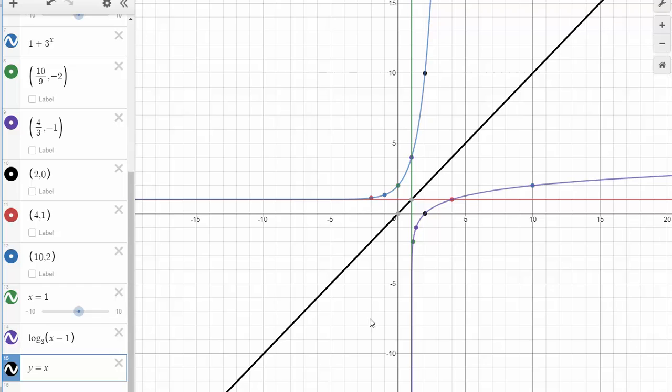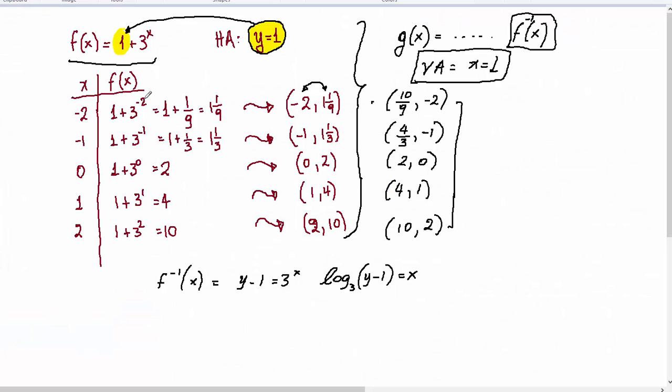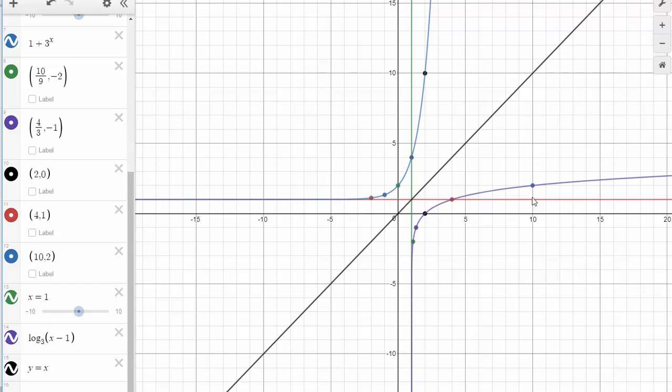Now, in a later presentation we are going to learn how to find, from the initial function f of x, that is 1 plus 3 to the x, the corresponding inverse. We already discussed that the corresponding inverse is going to be a logarithmic function, and the logarithmic function that we will find is this. For now you don't want to do that. The only thing that you want to do is find the table of points for the initial function, reverse them, change the horizontal asymptote to a vertical asymptote, and graph those points and connect them. And the answer that you will get is the purple line right here, that is the logarithm with base 3 of x minus 1.